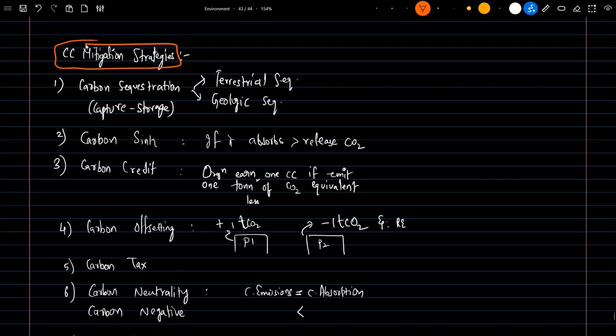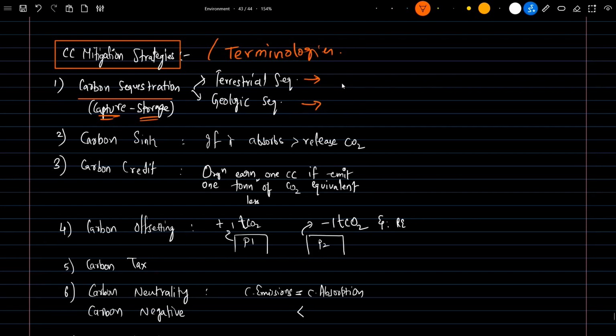different climate change strategies. We also need to understand different terminologies. So, first, what is carbon sequestration? Carbon sequestration is nothing but capturing the carbon and storing the carbon. It can be by terrestrial sequestration or by geological sequestration.